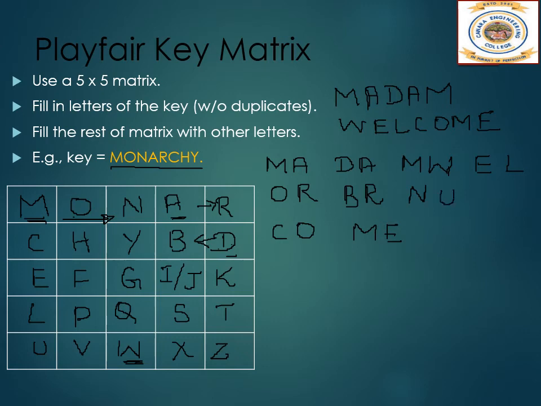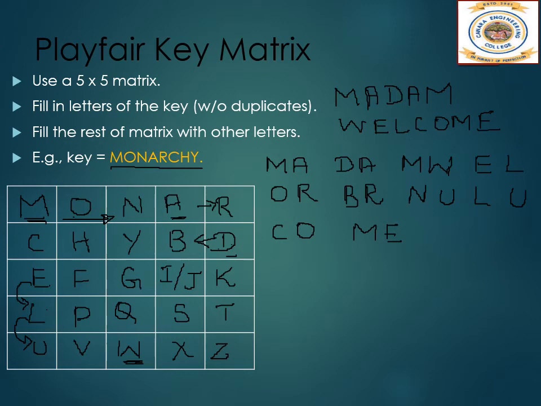Next is E and L. So E and L. Where is L? L is here. So E and L are in the same column. So the next element. For E I have to replace by L. For L I have to replace by U. So E is replaced with the L. L is replaced with the U.